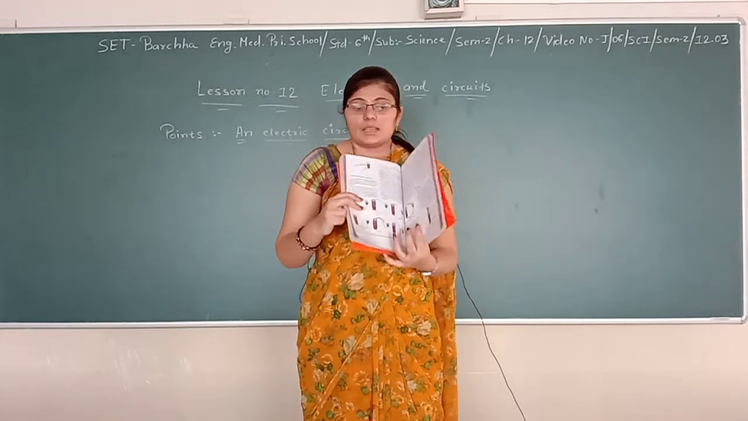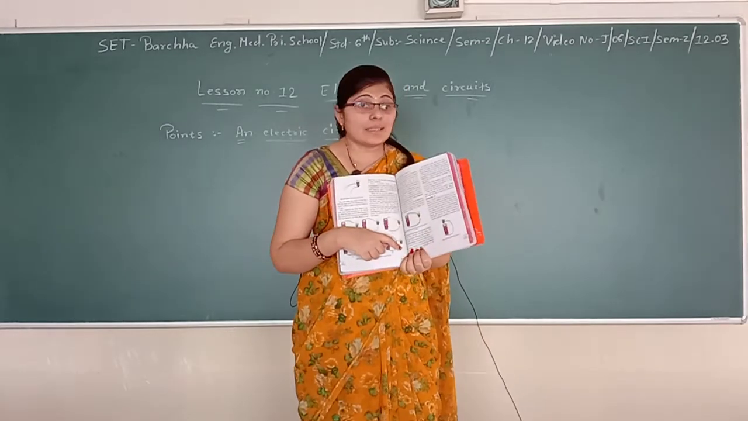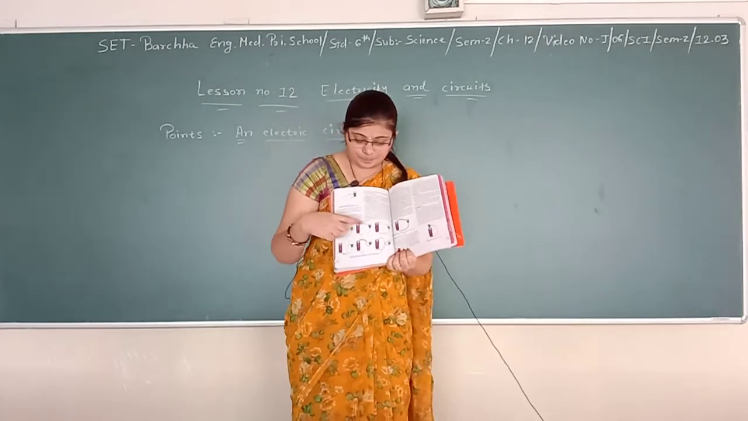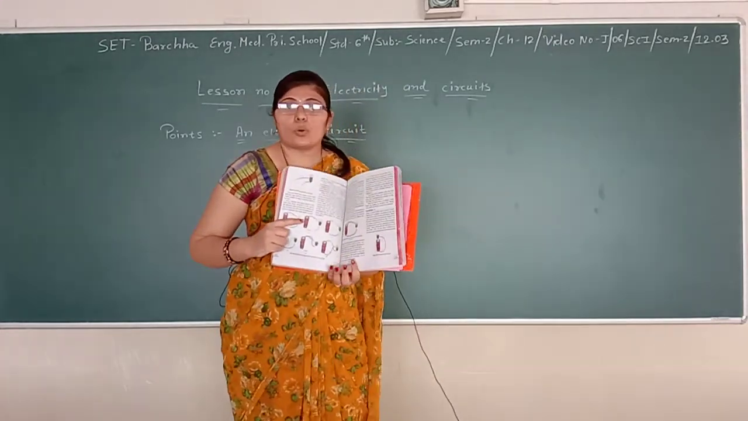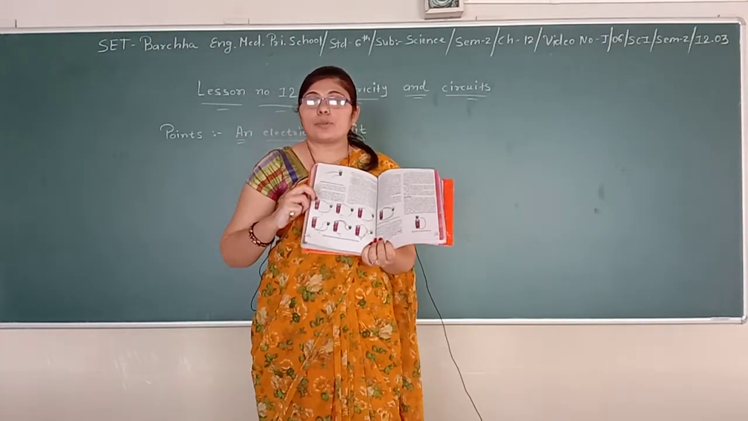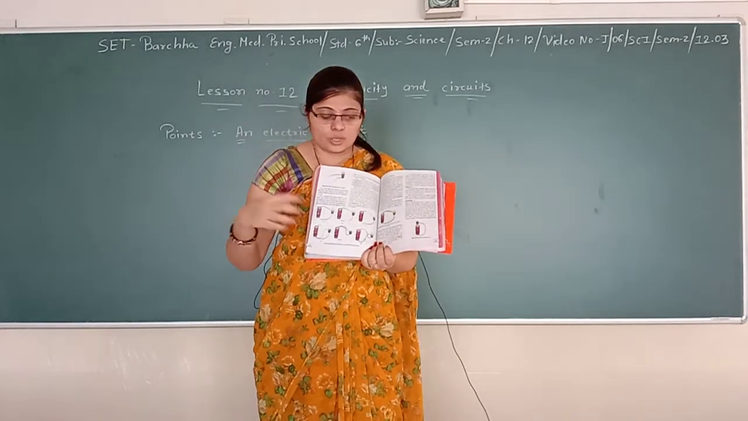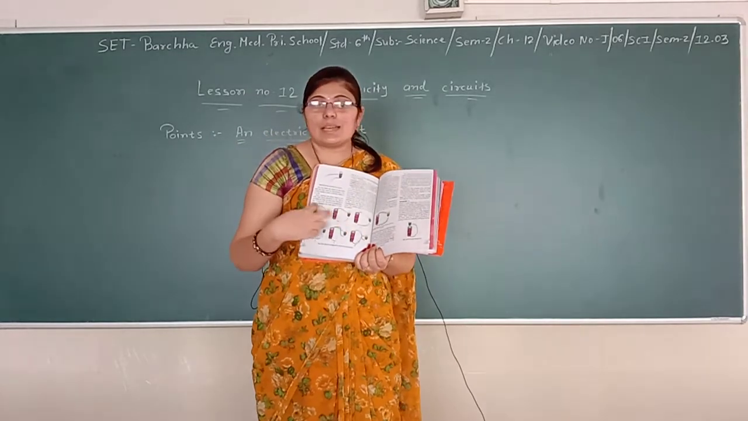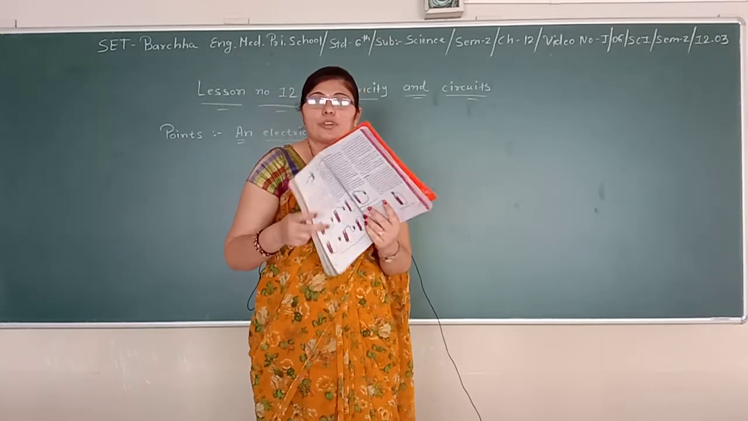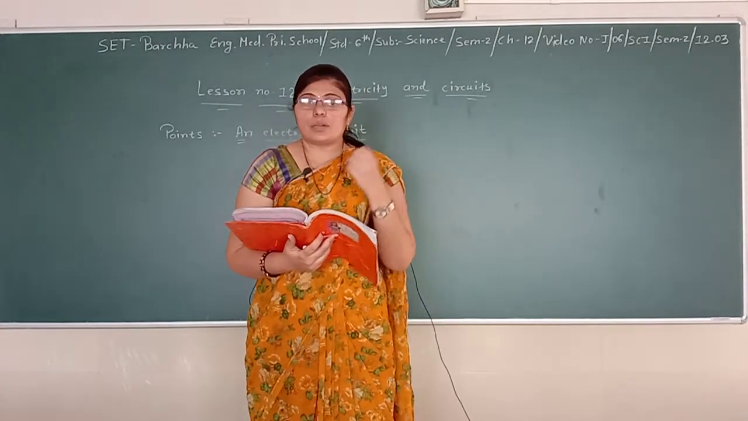See, in figure 12.5a, you can see that the bulb glows. How does it glow? You have already learned that it is connected with the positive and negative terminals with the bulb, and that's why it glows. So here you can understand that this is an example of a complete circuit. When the circuit gets complete, only then will the bulb glow.